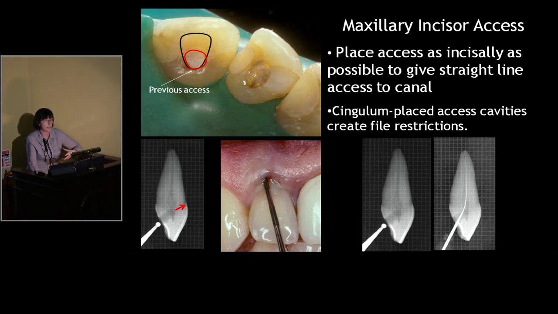If we look at some of these access cavities, just remember in our maxillary incisor, we need to extend it as far incisally as we can. Don't go across onto the buccal surface, but really do bring it up towards the incisal edge. These cingulum-based access cavities end up creating file restrictions. If you use rotary instruments in this environment, they'll break. You've got to be careful with the cingulum approach because if you extend too far, you'll weaken the labial surface here. You may even perforate.